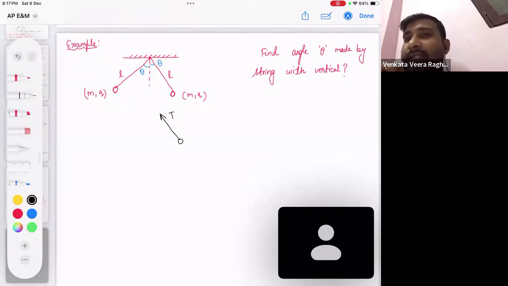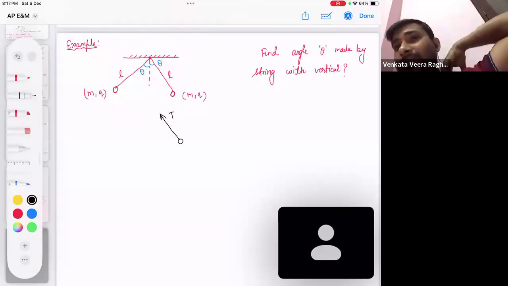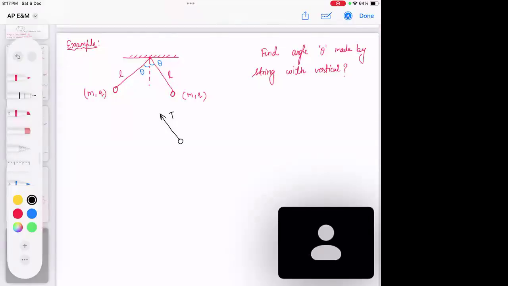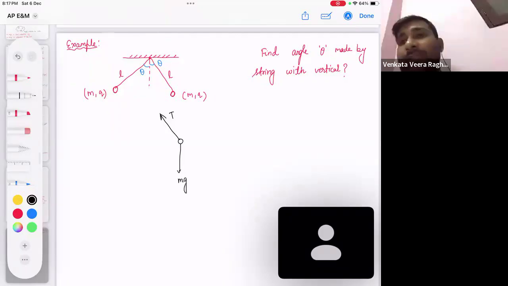Can I say one tension force will be acting? Tension is always a pulling type of force, na? Yes, sir. Tension is always what kind of force? A pulling type of force. Next, gravitational force will be there, which is going to be mg, always down.